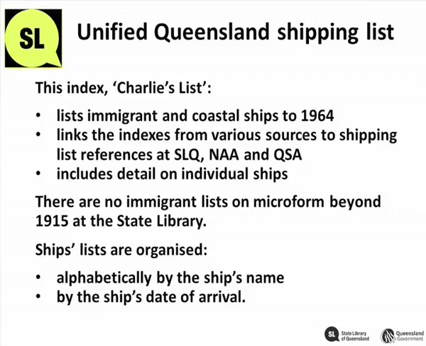And he wants to link the indexes from various sources to shipping list references at the Library, National Archives and the Queensland State Archives. And he also wants to include information on individual ships, particularly important considering that there can be the same name for a number of ships. We're all aware of that, aren't we? We'll learn it in a painful way if we haven't.